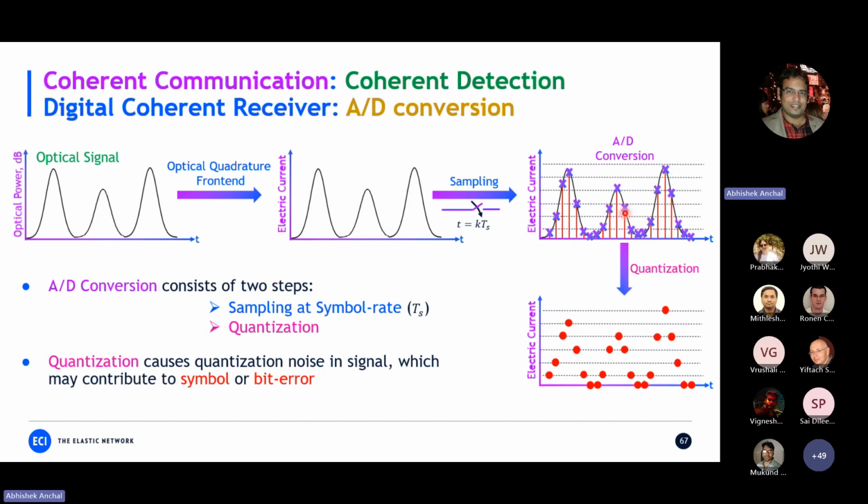Now, when you do sampling, we always need to be careful. At the transmitter, we send the data at every symbol duration, every TS time. So we need to sample at the same interval, otherwise we lose the information. Then we do quantization, and quantization creates another noise, called quantization noise, which is responsible for some of the bit error. We can't avoid it.